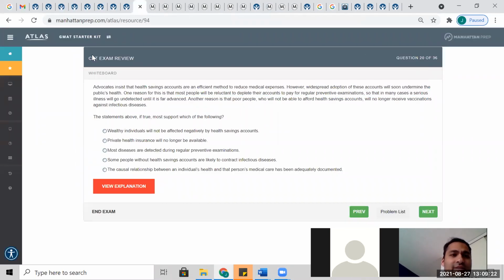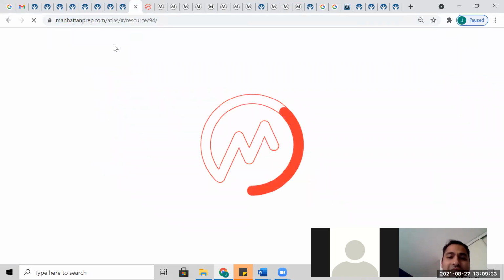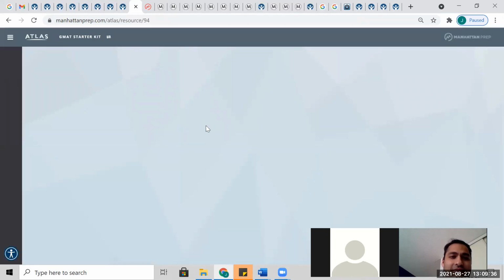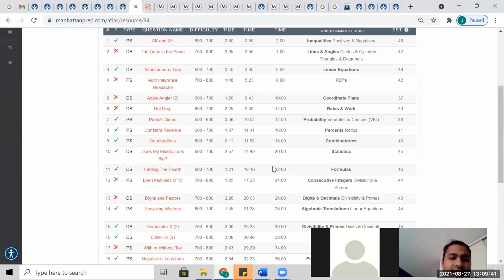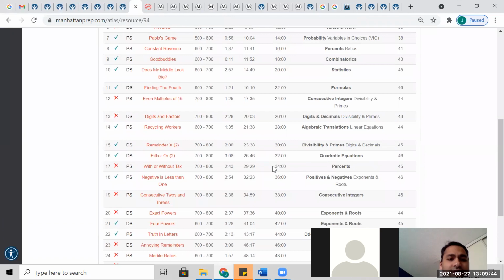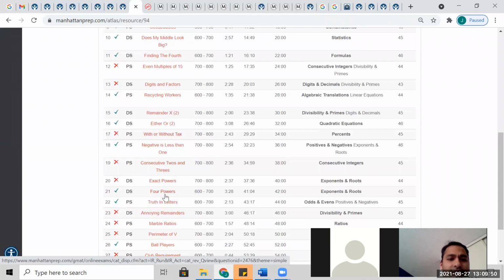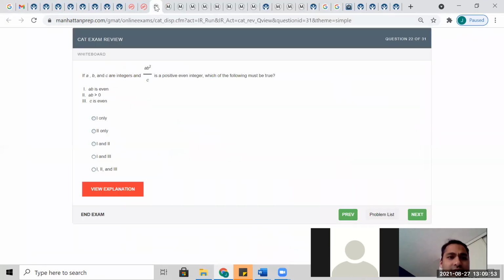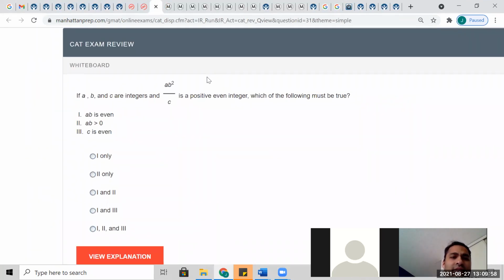Let me just see. Did I get anything else wrong? I have so many tabs. Oh yeah, this one. I think I did get this one correct eventually.